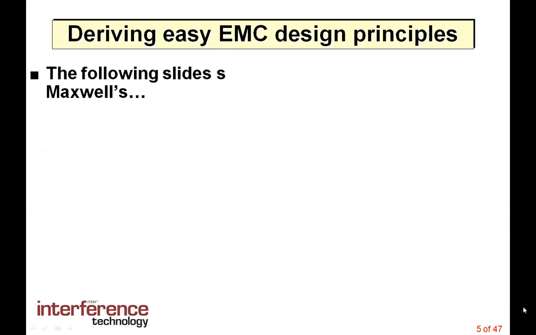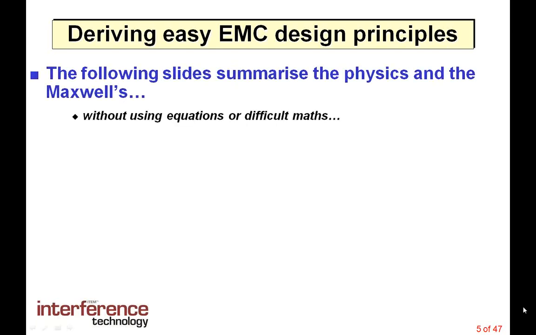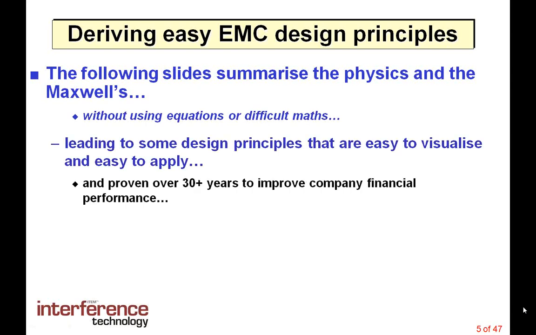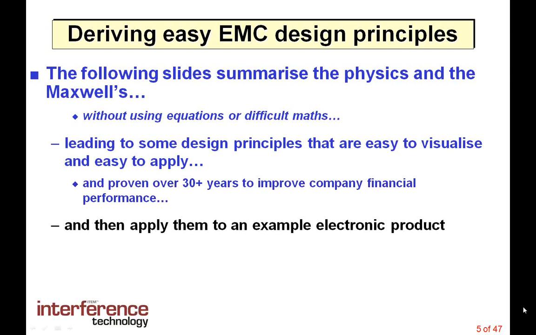So let's derive some easy EMC design principles by summarizing the physics and Maxwell's equations. But we're not going to use equations or difficult maths. This is the point where most academics jump in and start writing curls and divs and grads and all that sort of stuff. We don't need that. But we should get some design principles that are easy to visualize and easy to apply. Actually, these principles have been proven over 30 or more years to improve company financial performance in electronics. Then we're going to apply them to an example electronic product.